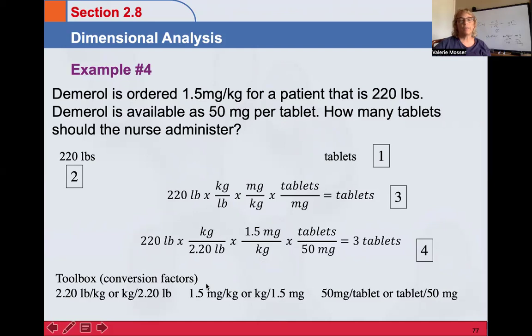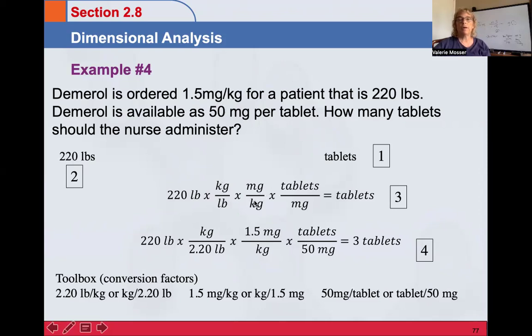That's also going to go right into our toolbox. How many tablets? There it is. How many? That's what we're looking for. How many tablets for a 220 pound patient? Well, first we need to get these pounds into a metric system unit because we can see our dosage, milligrams per kilogram, and our tablet, milligrams per tablet. Those are both metric units. So we're going to first convert our pounds into kilograms.